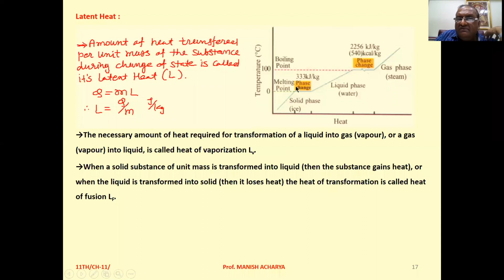So for water, we can say 333 kilojoules per kilogram is the latent heat of fusion, and 2256 kilojoules per kilogram is the latent heat of vaporization.